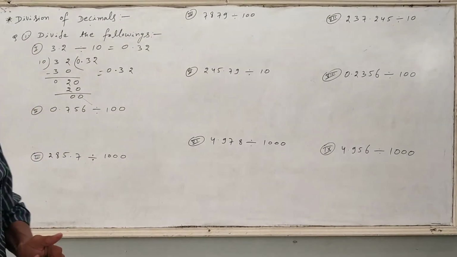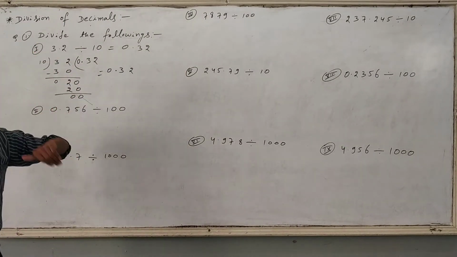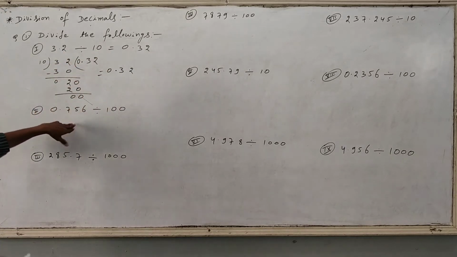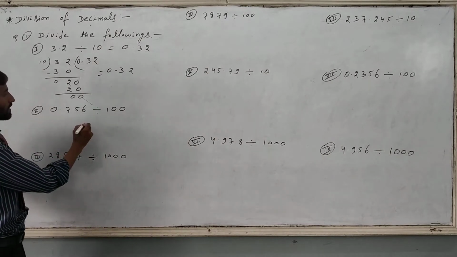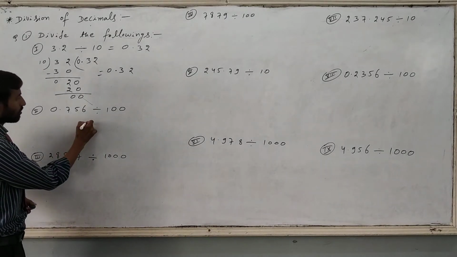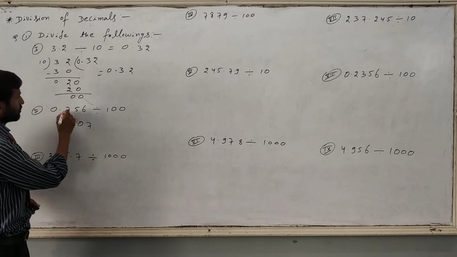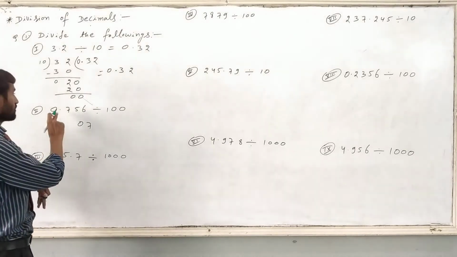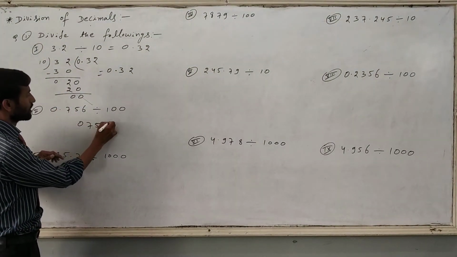So for that there is no need to divide. I have just explained the division. If you want you can divide, but you can also give the answer directly. Just see here, write down all the numbers without the decimal, removing the decimal: 0, 7, 5, 6.